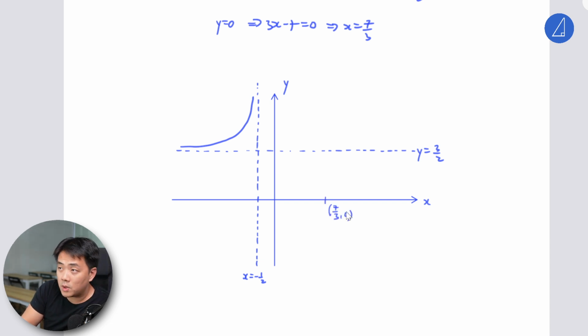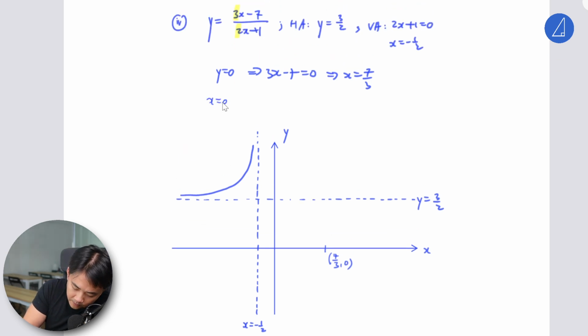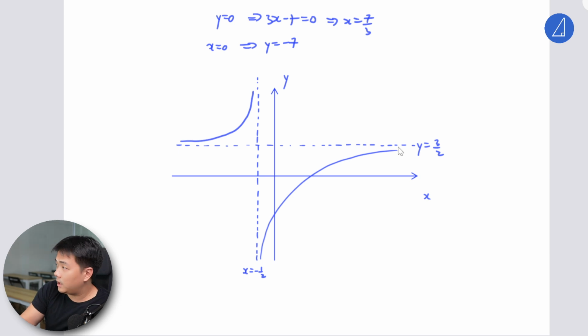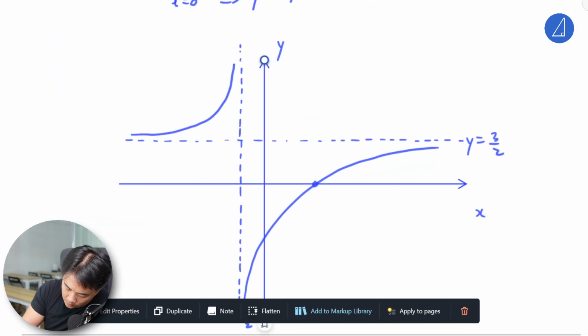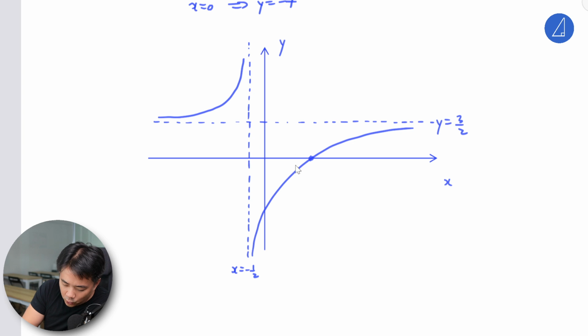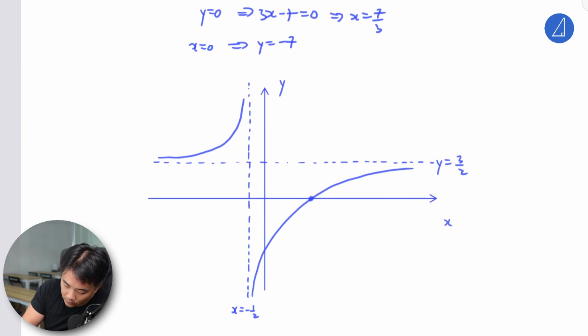Then after which when x is 0, y is just negative 7, right? So I know this is way down below. Roughly as such, maybe I just move the axis aside. You don't really need to, you just draw roughly to scale. I think it's fine. So this is (7 over 3, 0), and this is (0, negative 7). Okay, so there's that.